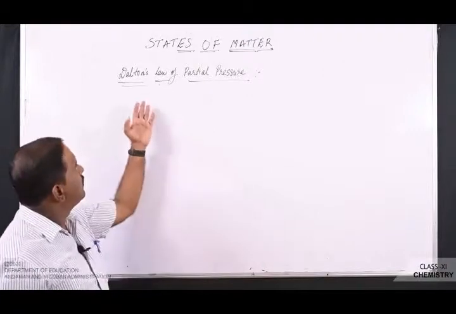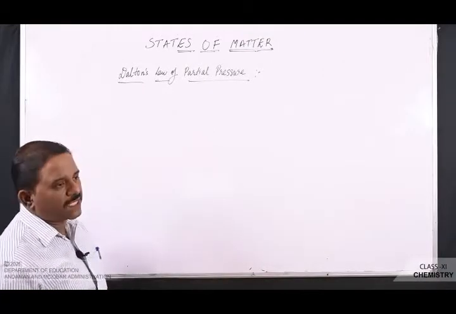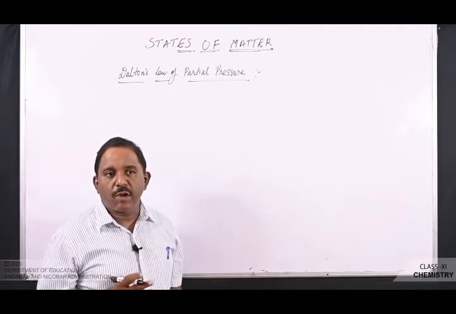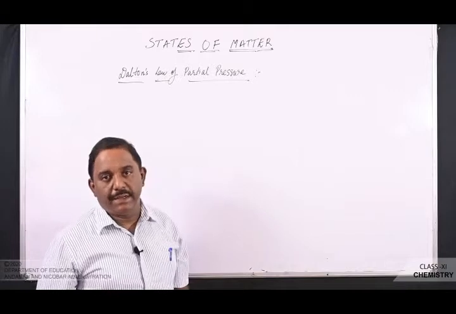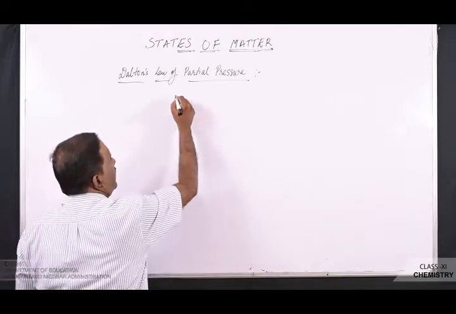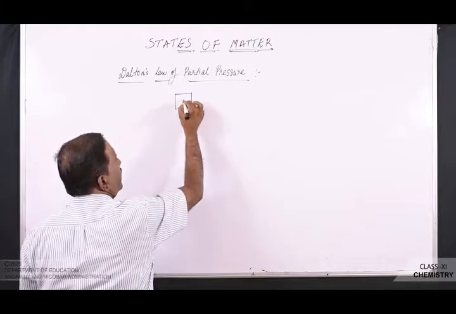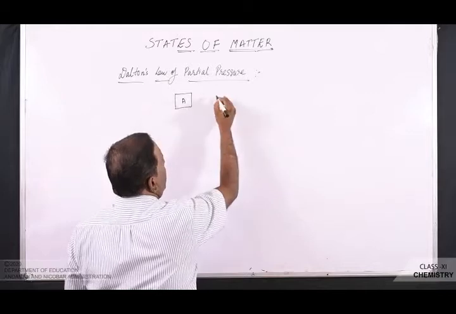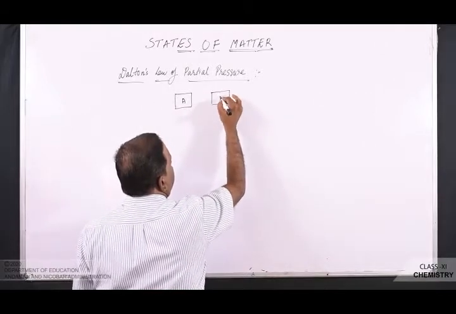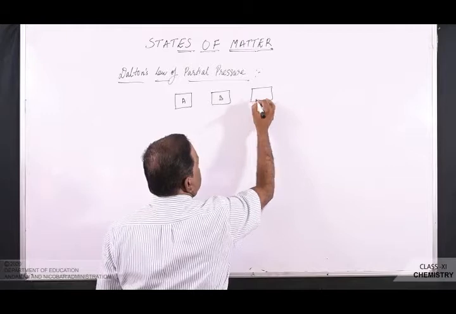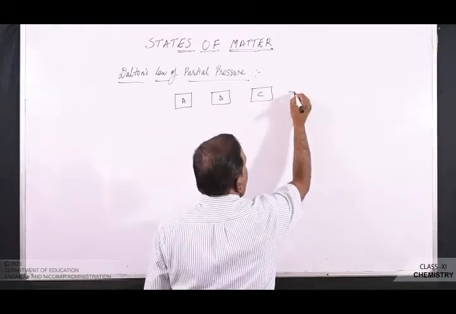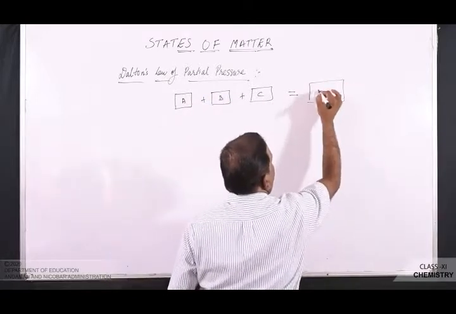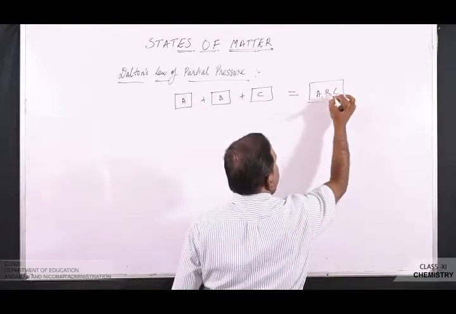So next we will see Dalton's law of partial pressure. As you know, the pressure of a gas is due to the collision of gas molecules on the wall of the container in which it is enclosed. So if you take three gases, say in a container gas A, in another container B, and another container C, this is A, B, C.